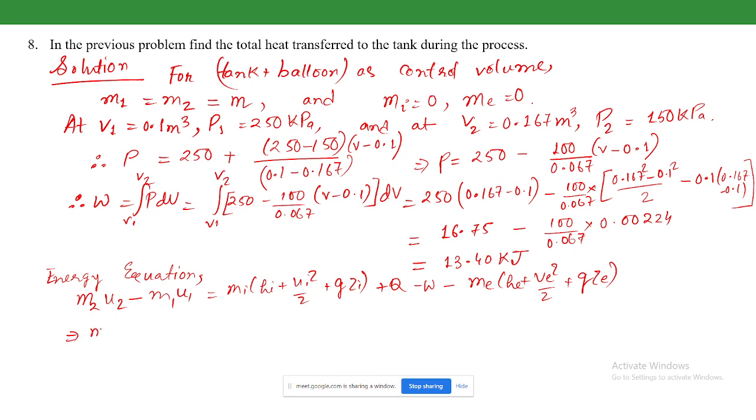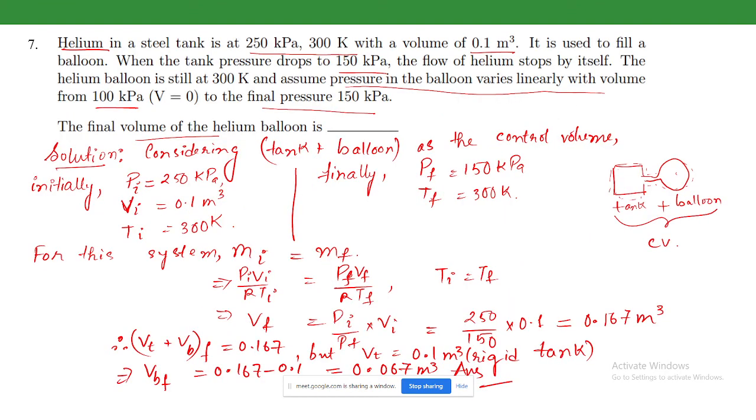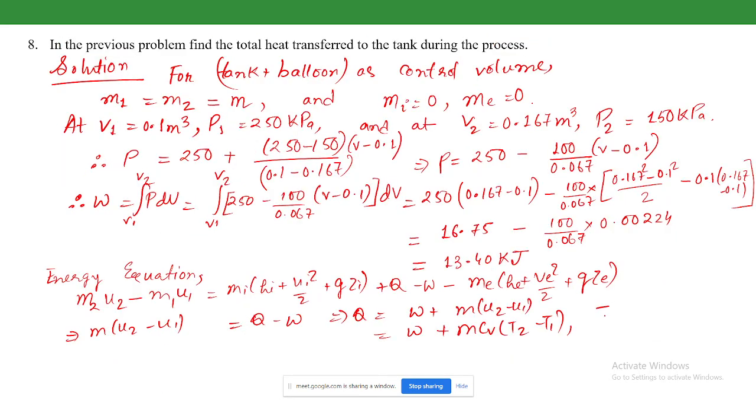So M times U2 minus U1 is equal to Q minus W. Or we can write Q is equal to W plus M of U2 minus U1. So considering helium to be an ideal gas, we can write M Cv T2 minus T1. But we have already seen that the initial and final temperatures are the same and it remains at 300 Kelvin. So T1 is equal to T2 is equal to 300 Kelvin. So this value becomes 0. So this is essentially just W, and this is equal to 13.4 kilojoule.